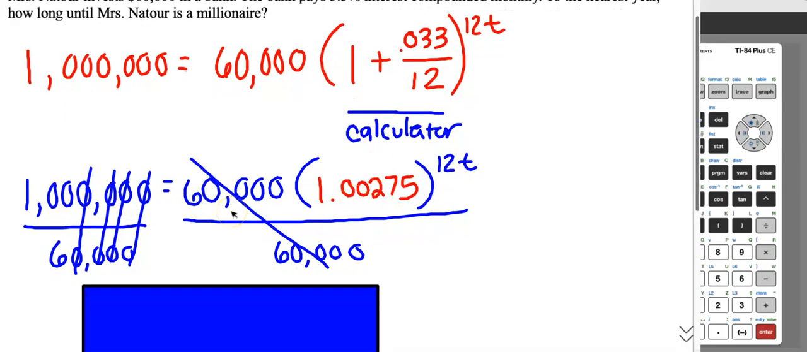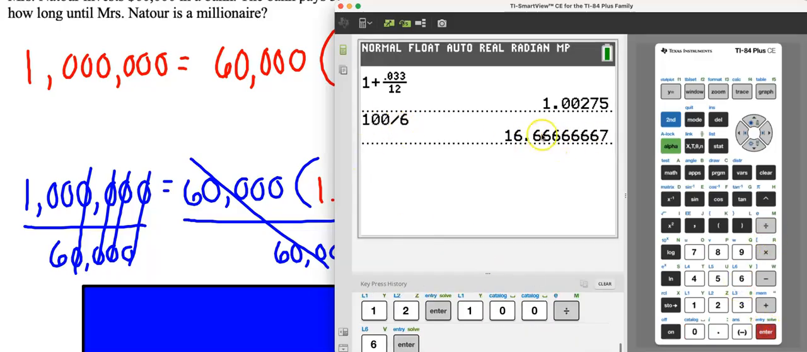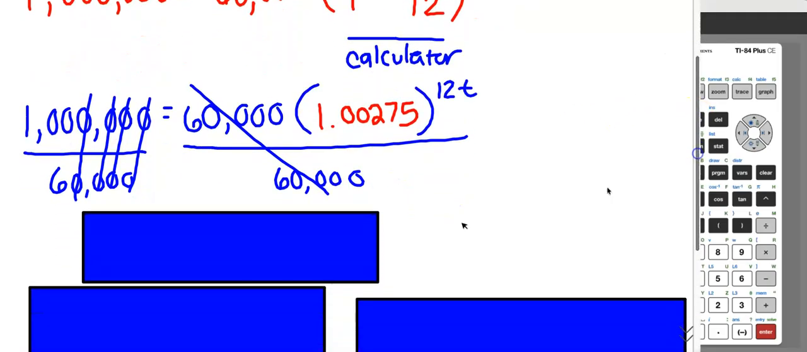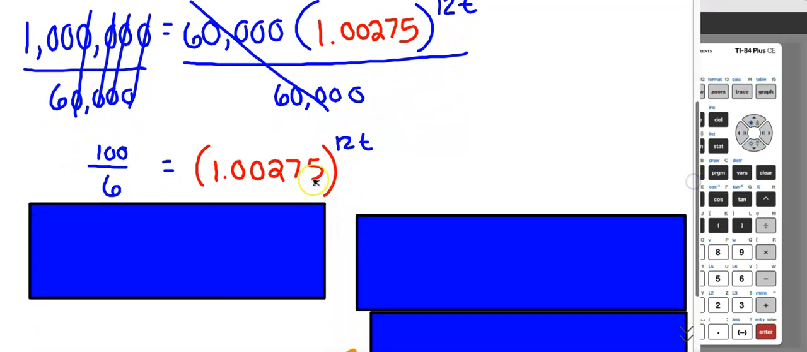Then I divided by 60,000. Again, a shortcut, you can just cancel out these zeros. So I left it 100 over 6. Because that's a crazy decimal. So I would just leave this on the left side, 100 over 6. Because we want to be as exact as possible when doing logarithms and exponentials. So here's what I have after simplifying.